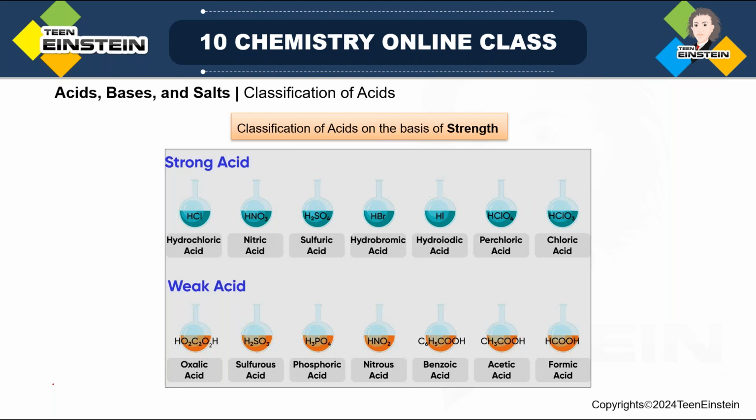So here we have the classification of acid, which is on the basis of strength. There are different ways you can do classification of acid, and here we are doing the same thing, but now it is on the basis of strength. So there is strong acid and there is weak acid, two types of acid. Strong acid definitions we have seen in the last class, but now you can see some examples for strong acid like HCl, HNO3. The first three are very common, but there are some other strong acids that we should also know: hydrobromic acid, hydroiodic acid, perchloric acid, chloric acid.